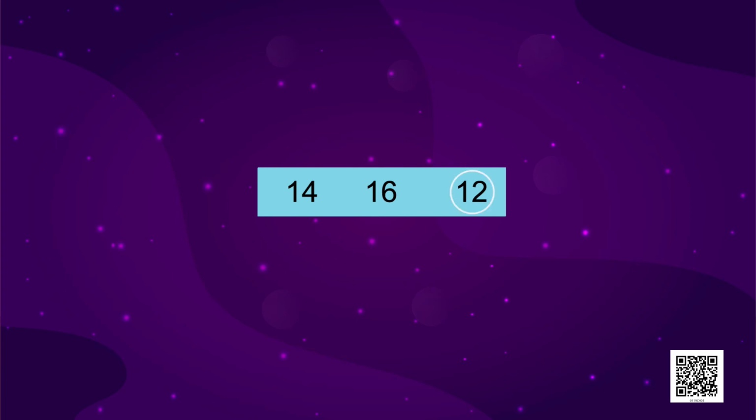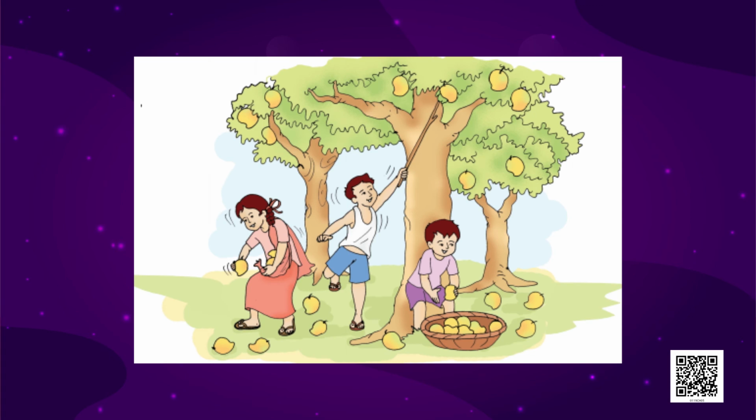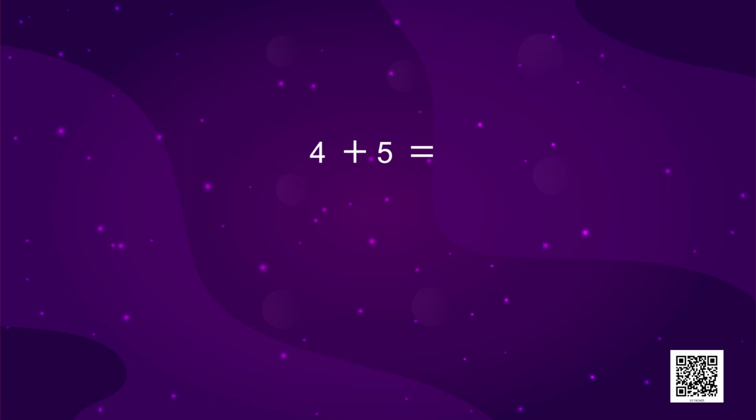Absolutely right. Look children, so many mangoes. What are these children doing here? They are plucking the mangoes and then they are collecting these mangoes in a basket. How many children are there? 3 children. These children are also counting their mangoes. Come, let's help them. So tell me, what is 4 plus 5? Count. Yes, that will be 9. You can also use matchsticks for counting.